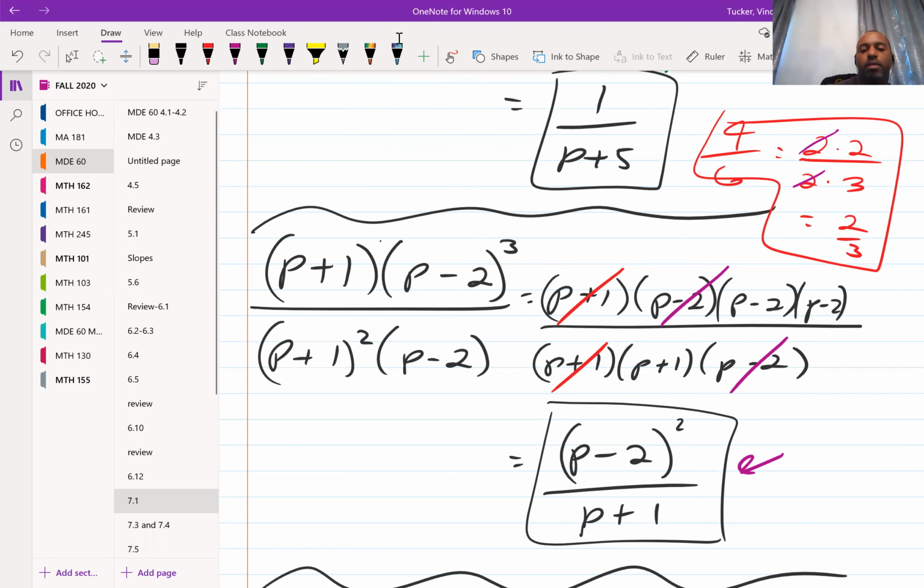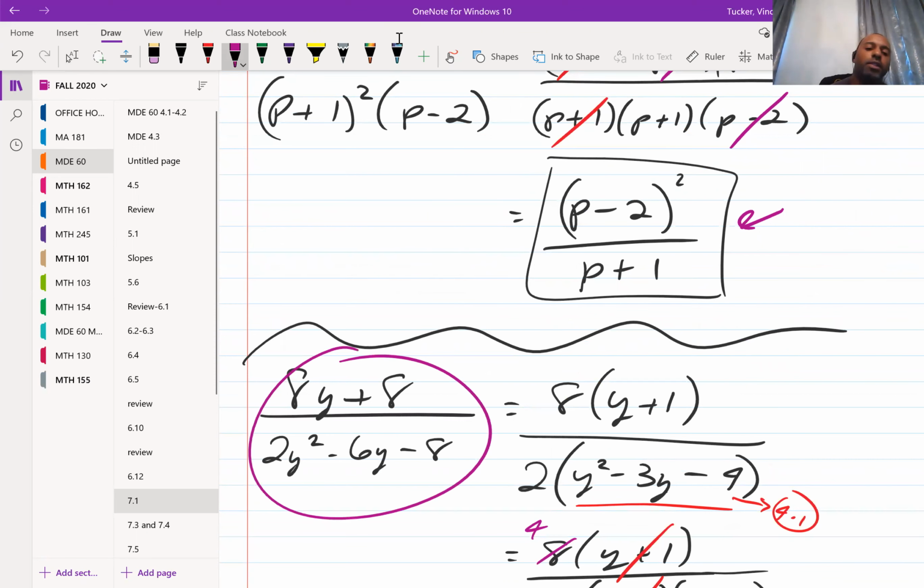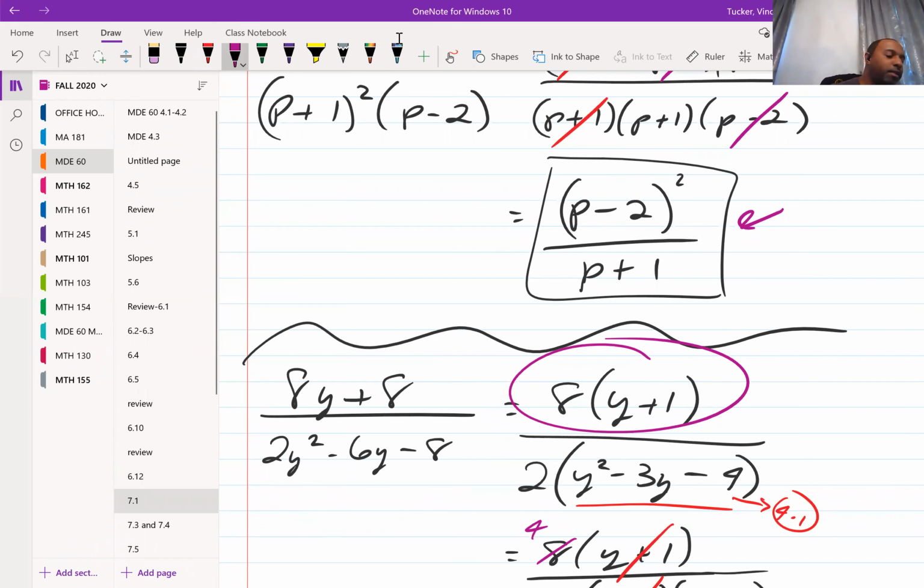All right. Here we have another one. 8y plus 8 over 2y squared minus 2y minus 8. So in this numerator, factor out the GCF of 8. In the denominator, factor out the GCF of 2.